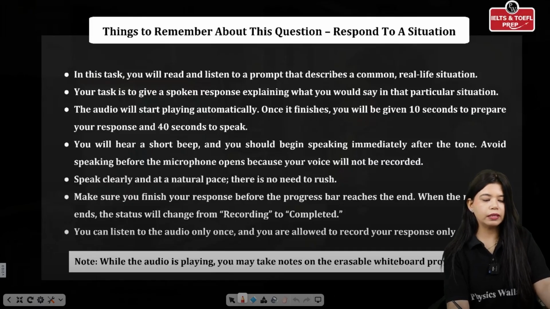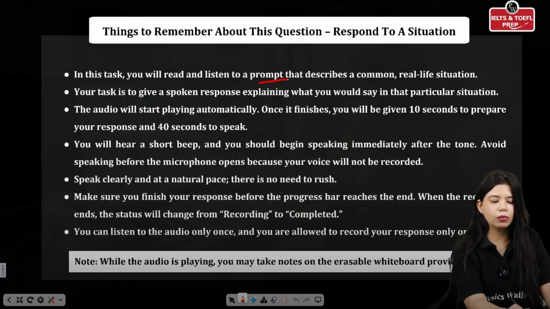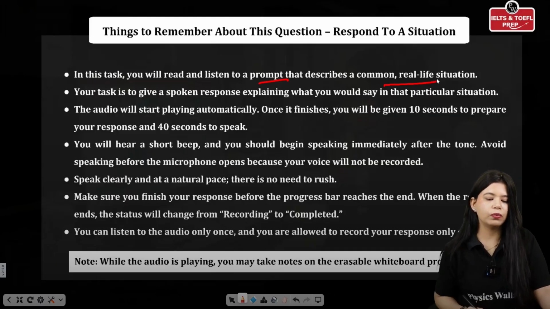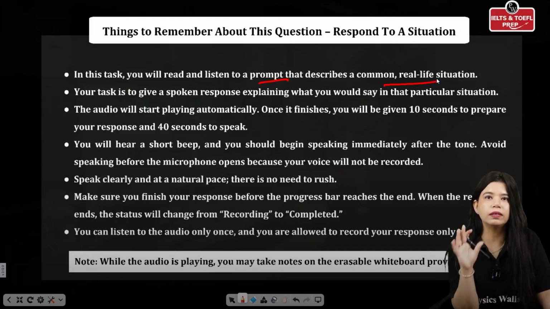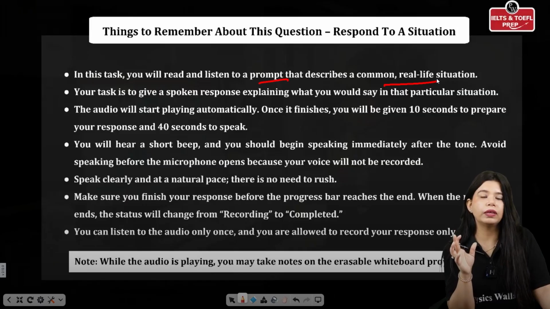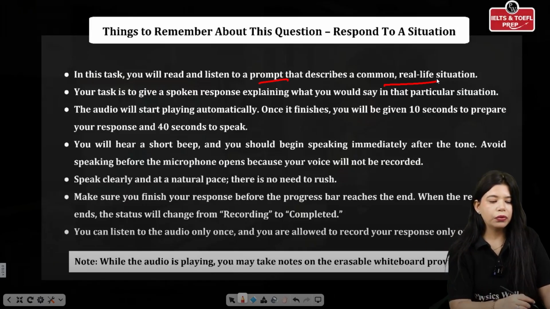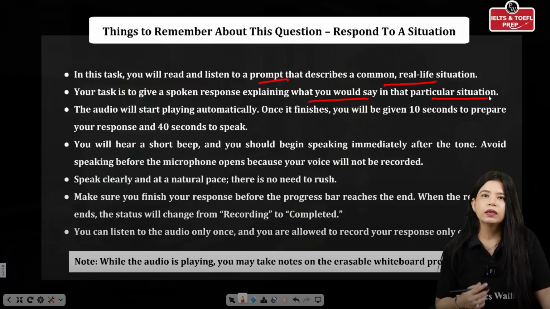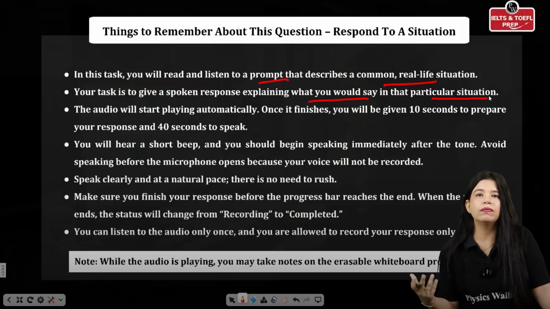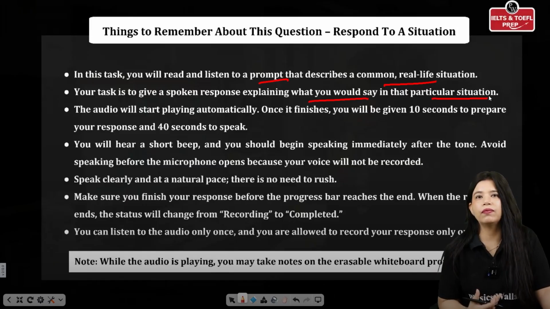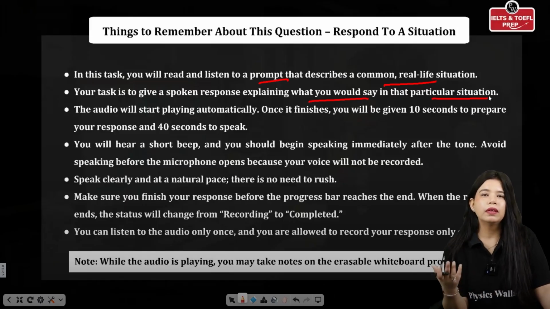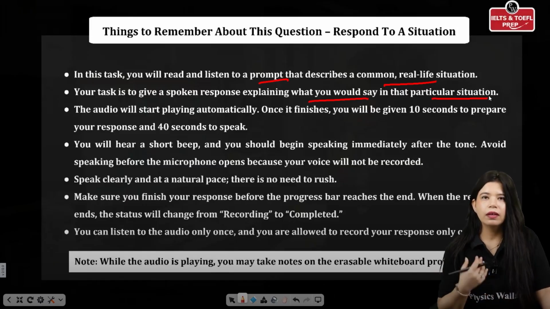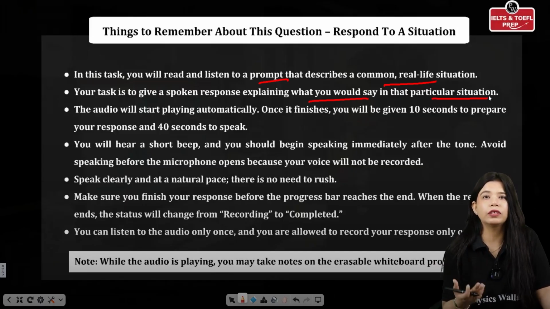So in this question type, you will read and listen to a prompt that describes a common real life situation. So the situation will be written in front of you and at the same time, you will also be hearing it in the audio. Your task is to give a spoken response explaining what you say in that particular situation. So the way we commonly have conversations in our offices with our friends, the way we respond, it's that kind of thing over here. Any situation and you have to respond.